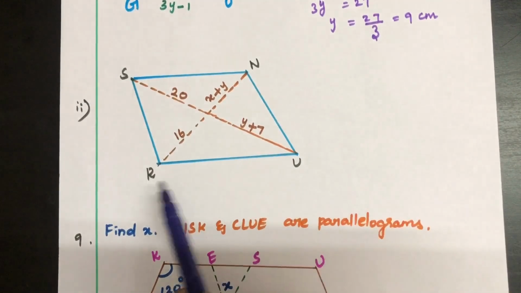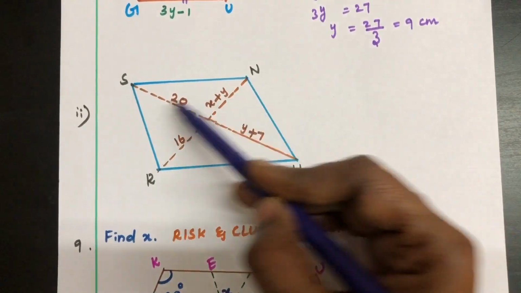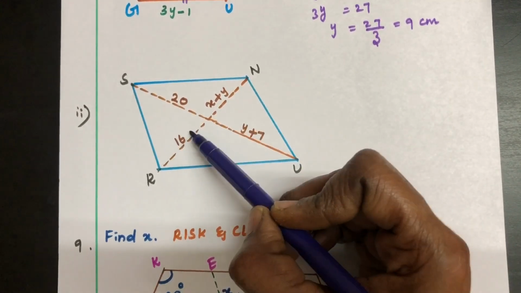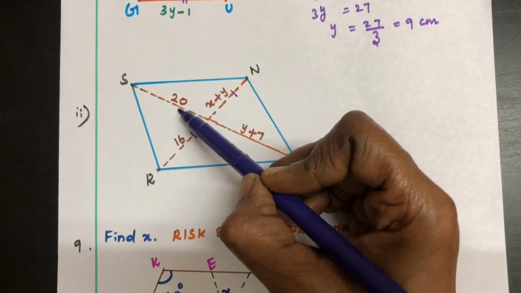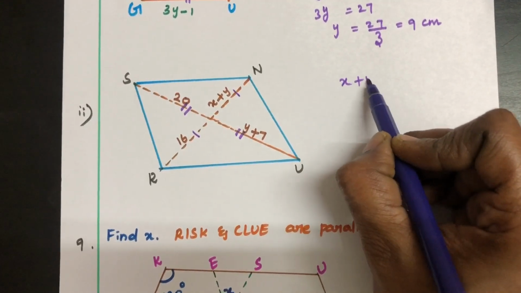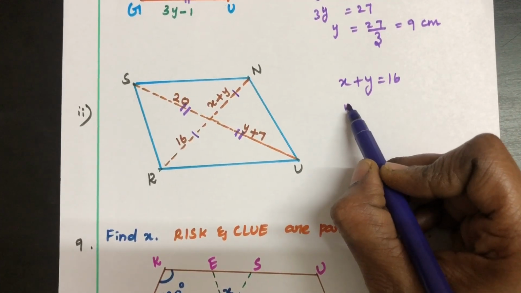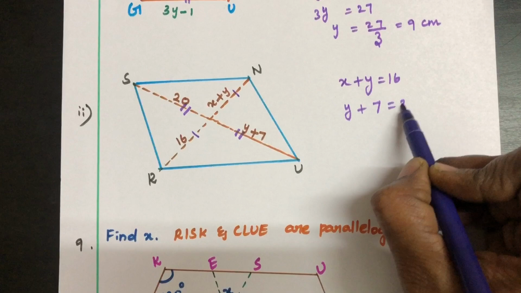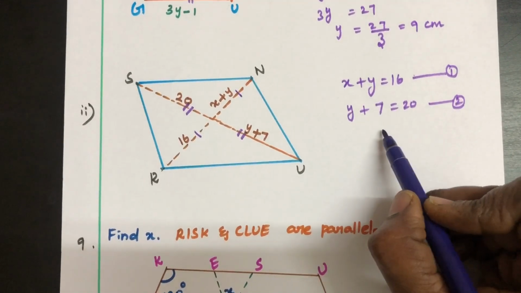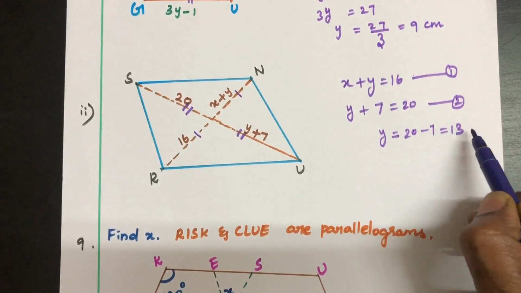Now second subdivision, runs, R-U-N-S. We all very well know the diagonals bisect each other, and bisect each other means these two lengths must be equal. These two lengths must be equal. Therefore, x plus y is equal to 16. This length and this length must be equal. Similarly, y plus 7 is equal to 20. Take this as 1 and this is 2. Solving linear equations. Very easy, right? Y is equal to 20 minus 7, which is 13 centimeters.